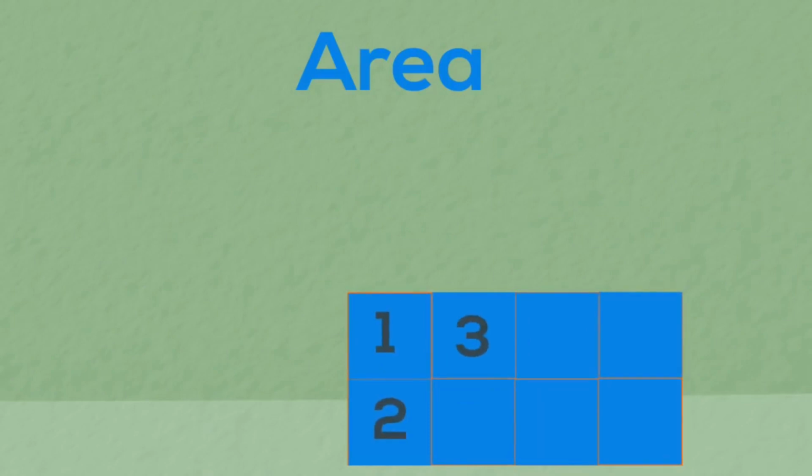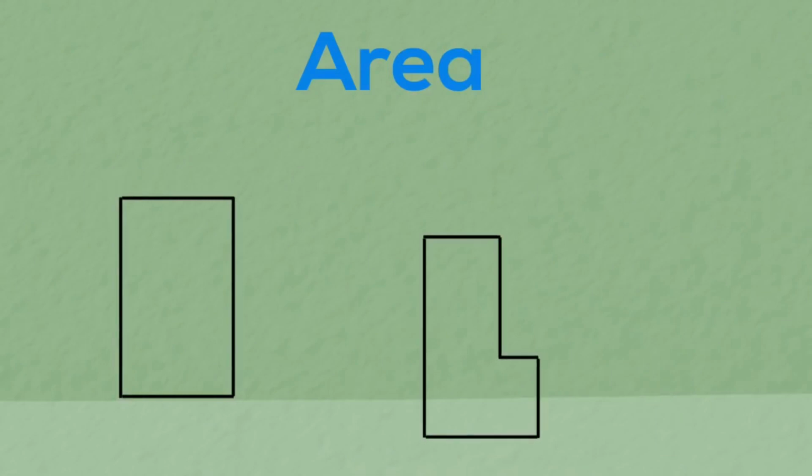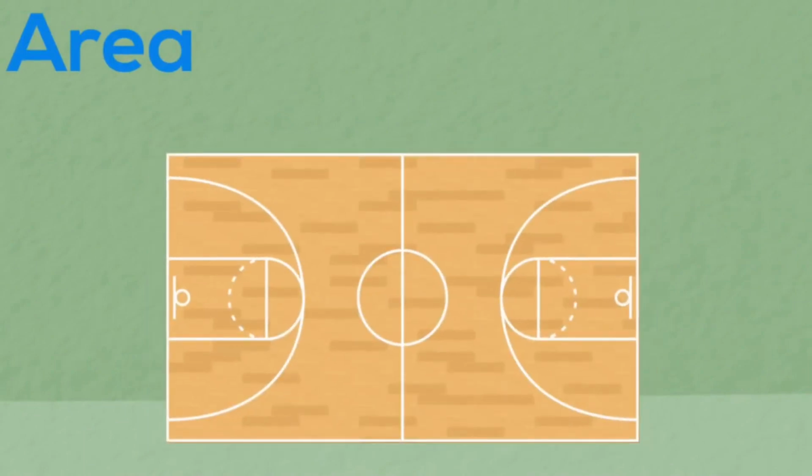This shape has an area of 8 squares. Let's calculate the area of some other shapes. If we overlay a grid, it makes it easy to calculate. By counting, we can see that the area of the first shape is 15 squares, and the area of the second shape is 12 squares. But what if we want to calculate the area of a shape and there are no squares to help us? For example, this playing court.